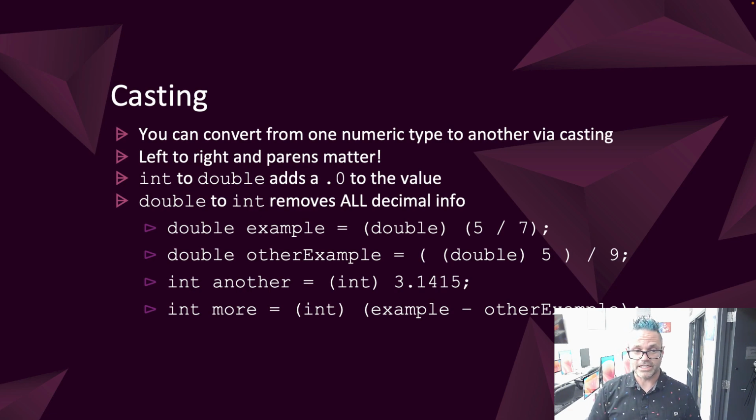I have int another is the int value of 3.1415, which gives me, that's right, 3, the correct value for pi. And then we have int more is the casting of example minus other example, so we'll take what's inside example, subtract other example from that, that's going to be 0 minus 5/9, and that's going to be, well, 0, haha, because that's an int, so there we go. So we have that right there stored into an int, and that's how we do casting with that.